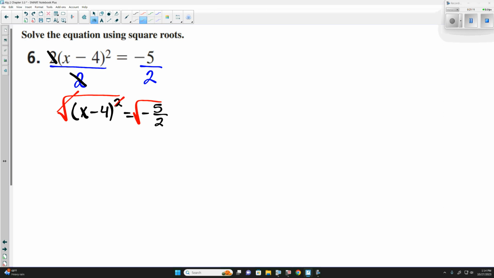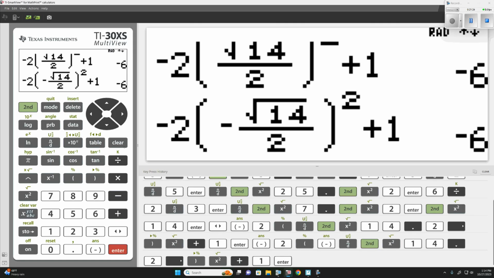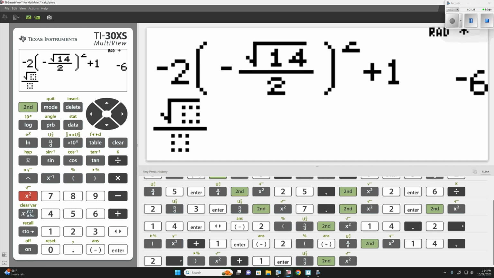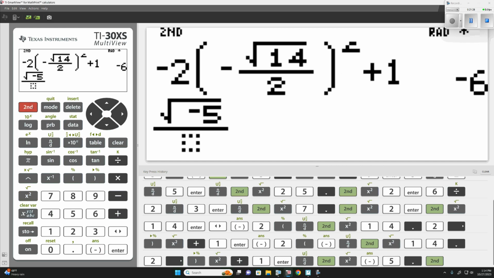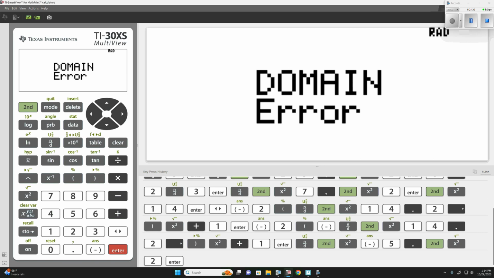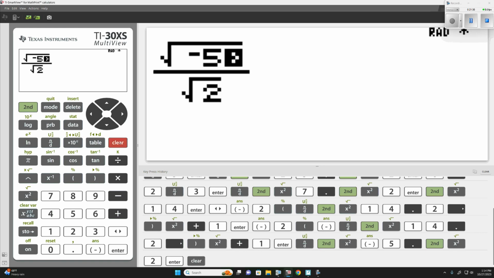Now here, the square root and square cancel, leaving us with x minus 4 is equal to, well, we need to simplify this fraction. So we can break it up, say second square root of negative 5 over second square root of 2, and we get a domain error. Okay.